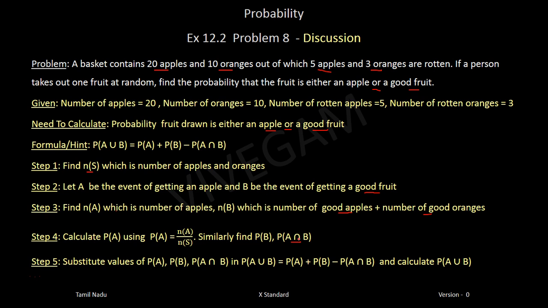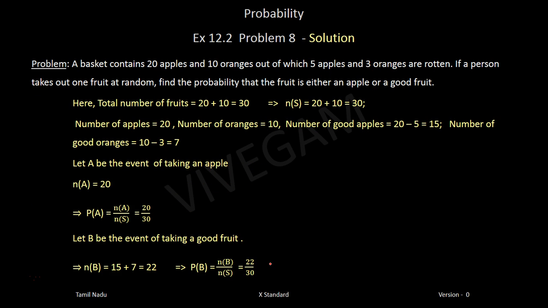Then, once that is done, substitute all these values in the right hand side of this formula and you'll be able to get probability of A union B, which in this case is the probability of selecting an apple or a good fruit. So now let's do the problem. The total number of fruits is the number of apples, 20, plus the number of oranges, 10. So 20 plus 10, 30. That is N of S.